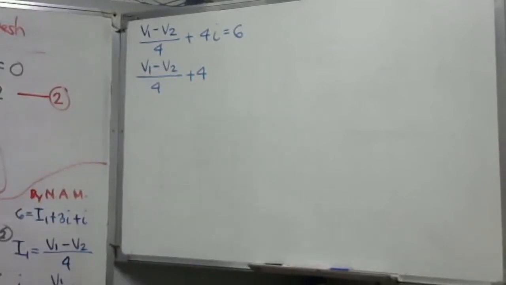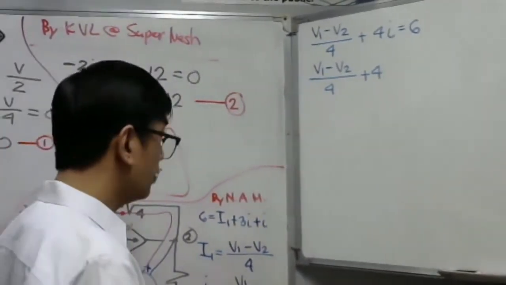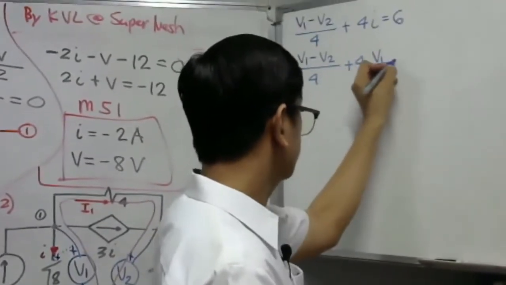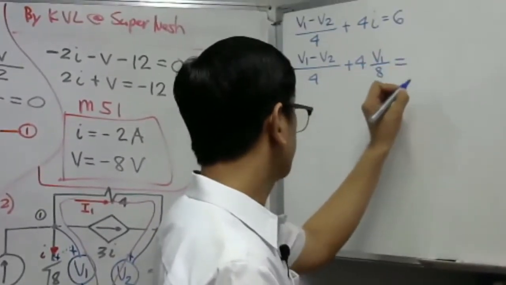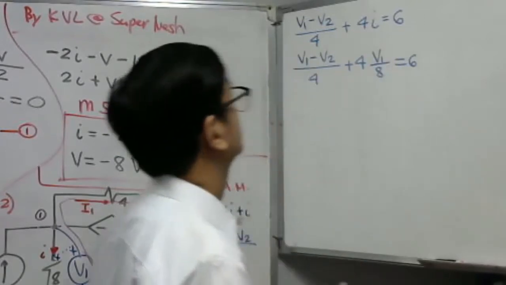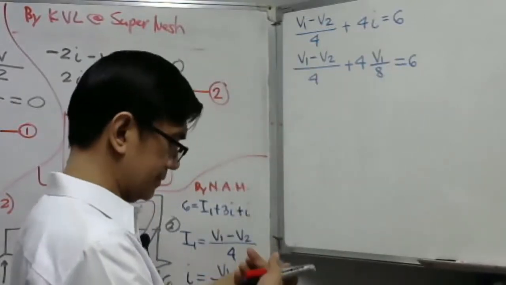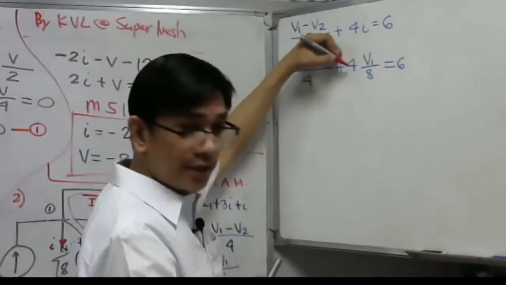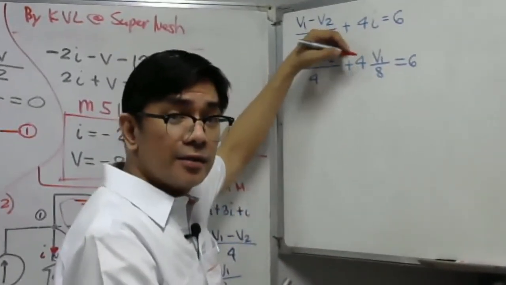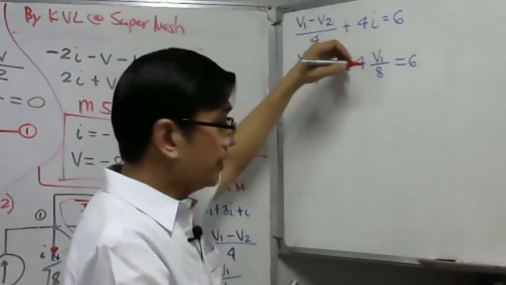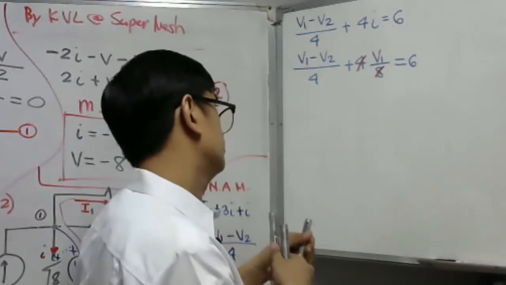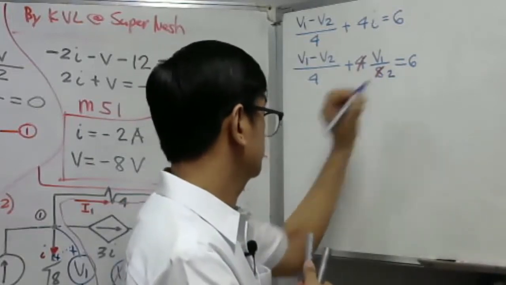What is again our I? Our I is B1 over 8. That is equal to 6. So, let us simplify this. We have 4 here, then we have our 8 here. So, that should be 2, right? That should be 2.